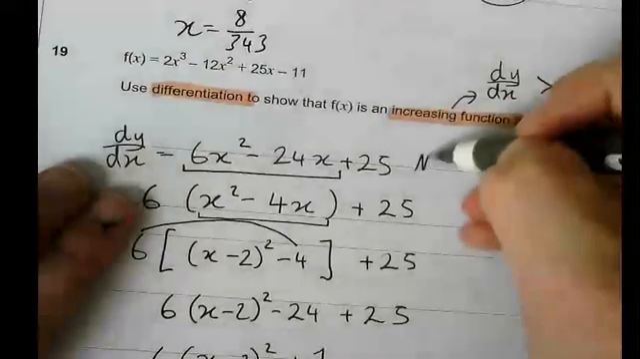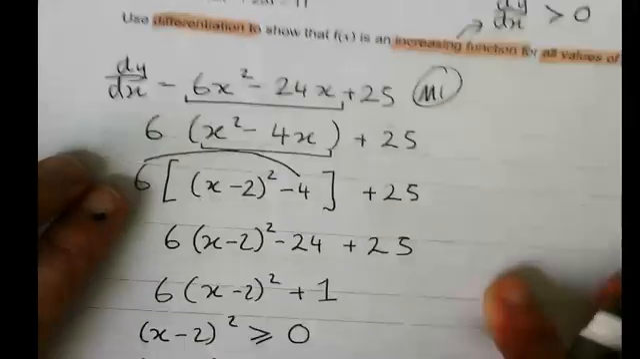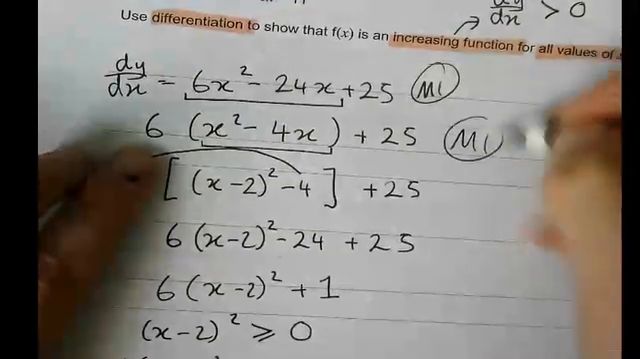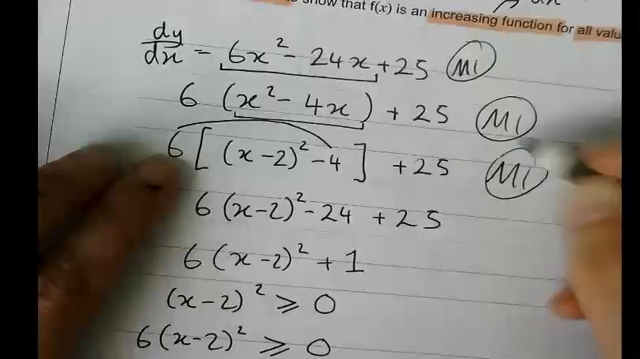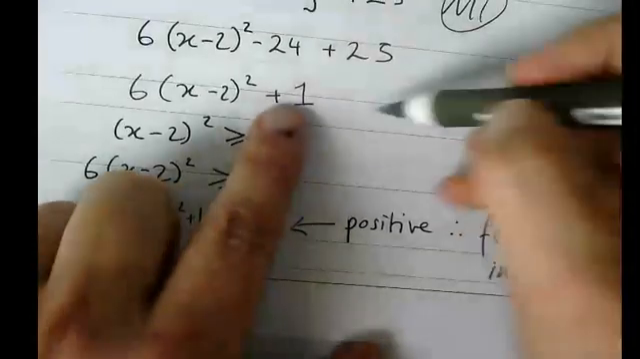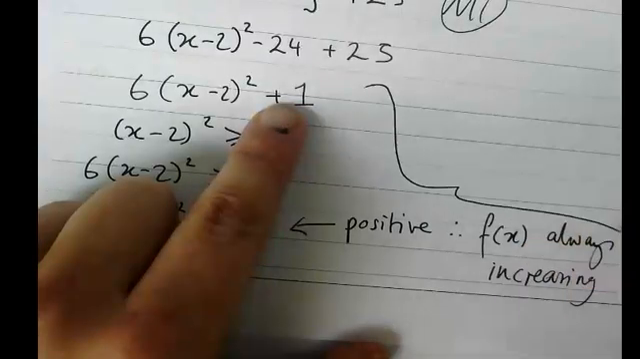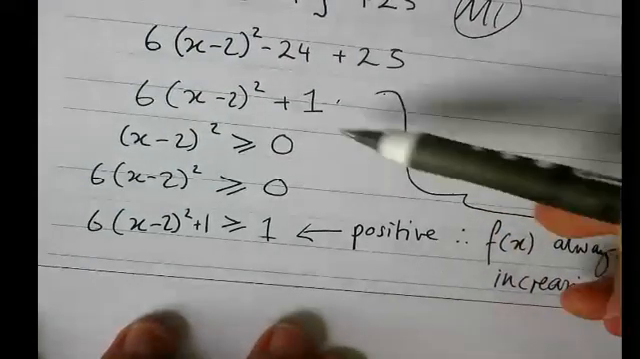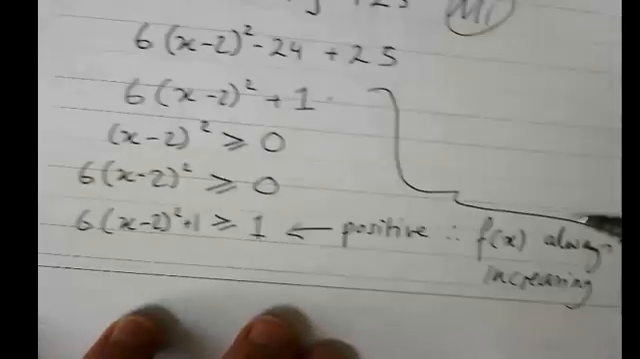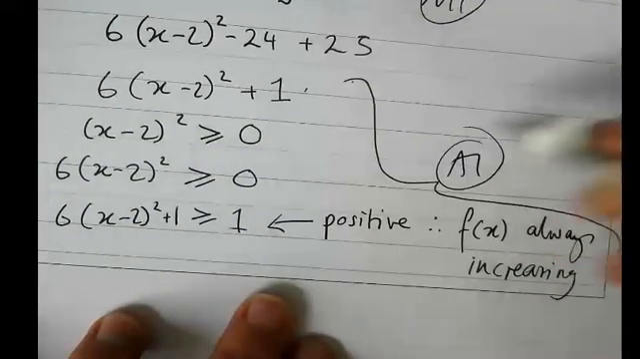You would get 1 mark if you had differentiated. You would get 1 mark for factorising out the 6. You would get 1 mark for getting up to this line. And then you would get full marks for this last bit: completed square form and then a justification that this is always positive, therefore f of x is always increasing.